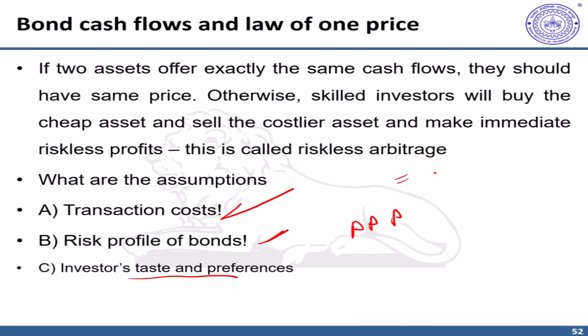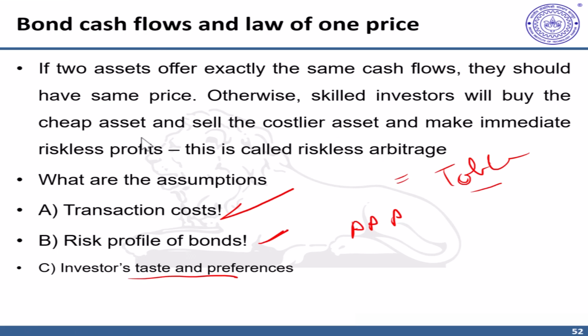For example, some people may not like to invest in tobacco stocks. So their preference for tobacco stocks is not driven purely by financial fundamentals, but their own taste and preferences. So these factors may also affect the interest rates offered by these two instruments or the pricing of these two instruments.